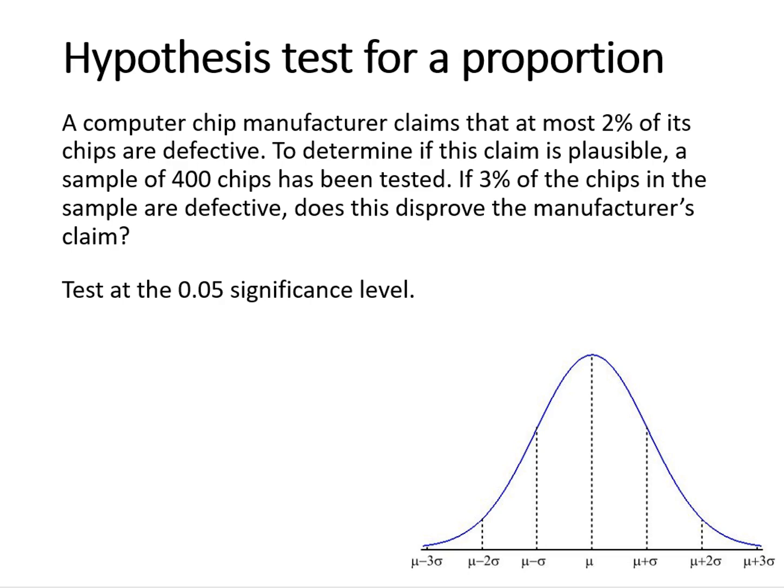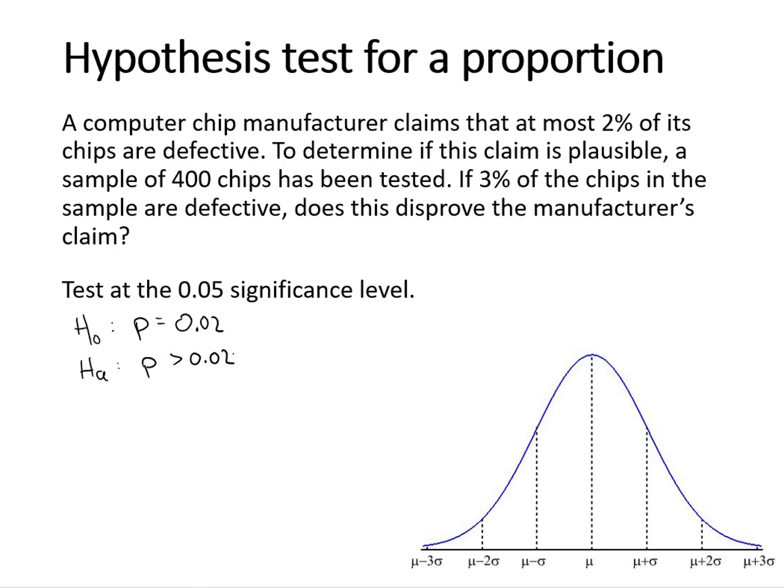So this is a test concerning a proportion. We're going to begin by stating our hypotheses. A null hypothesis will be that the proportion is 2%, as the manufacturer claimed. That's the manufacturer's claim, or we could write it as less than or equal to. Our alternative, our suspicion, is that the true proportion is greater than 0.02.